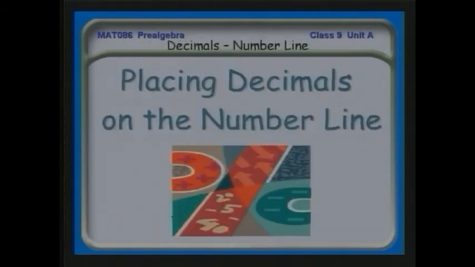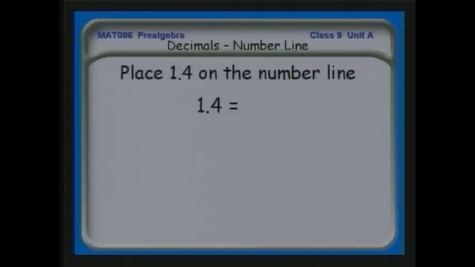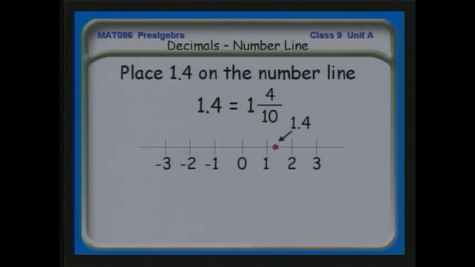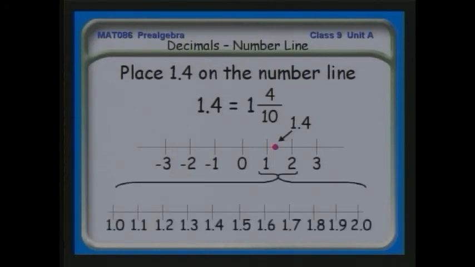How about placing decimals on the number line? This again works very similar to placing whole numbers on the number line, except we have to split things finer. 1.4 is equivalent to 1 4/10. On the number line, that's going to be somewhere between 1 and 2. Then we can take that interval between 1 and 2 and cut it up even finer. Cut that interval between 1 and 2 up into 10 pieces. Now we can find out exactly where 1.4 goes.